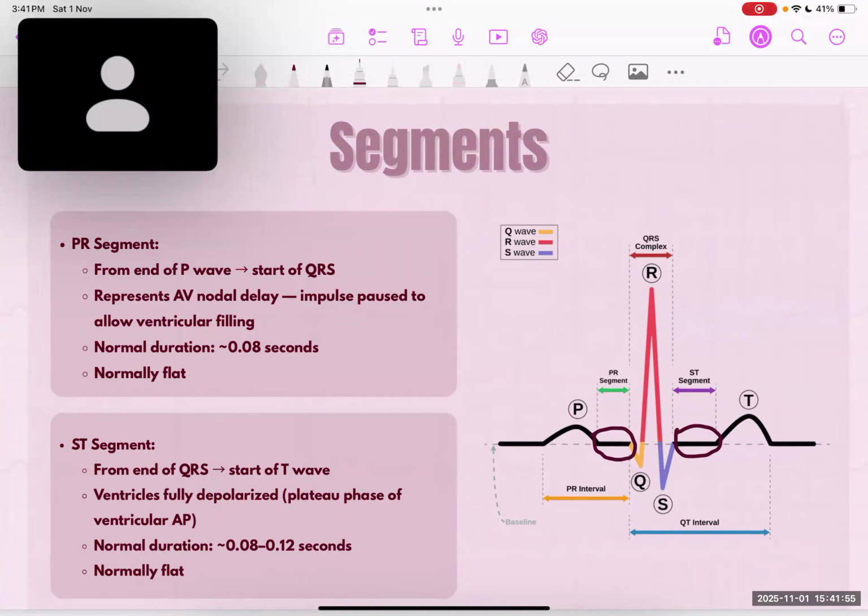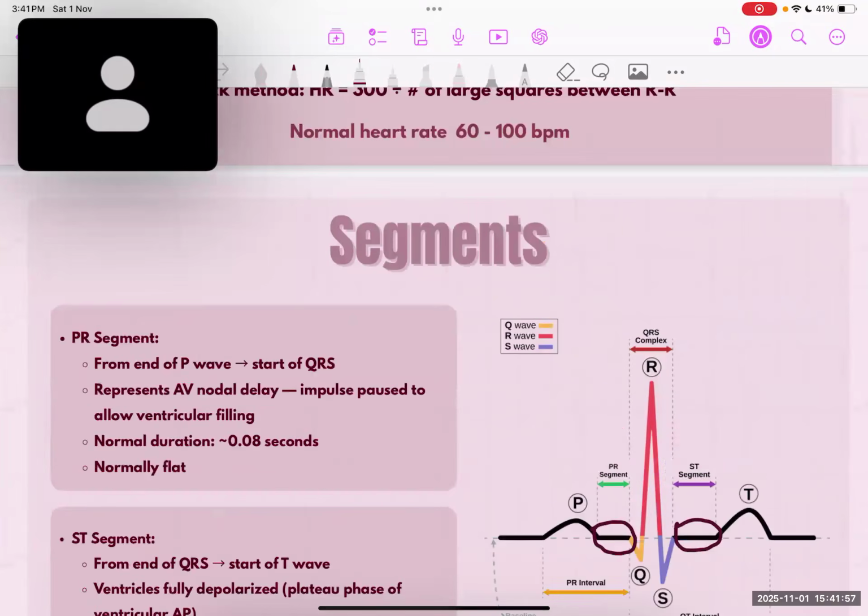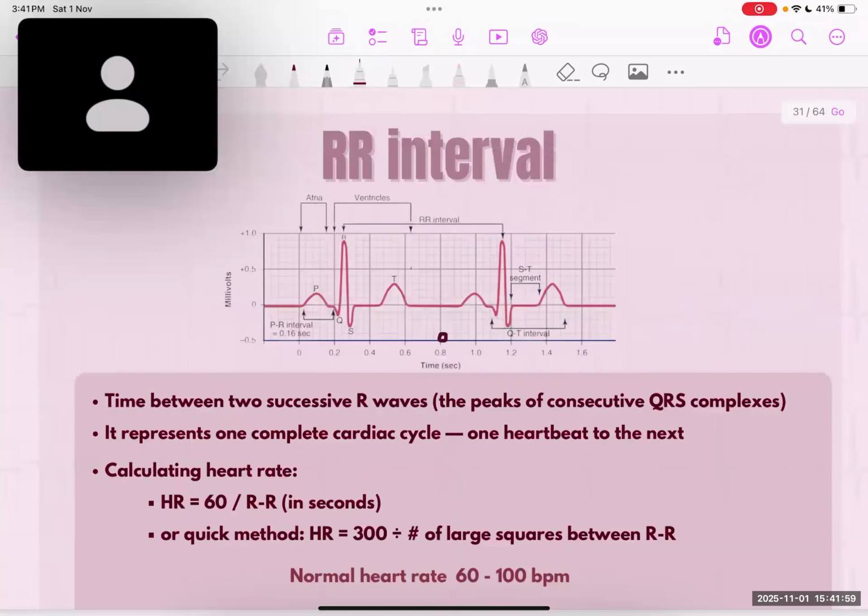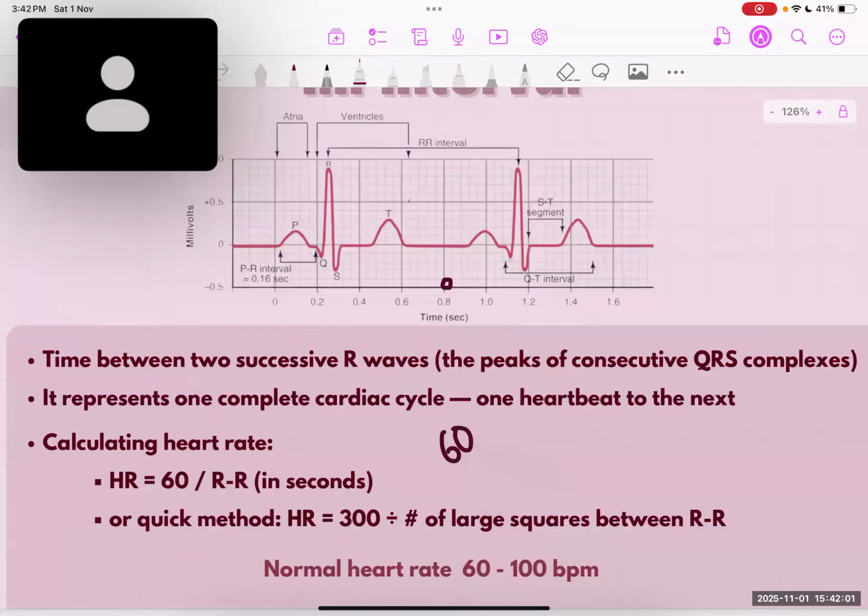Yes, 60. It's just 60, so you're going to get beats per minute. So you're just going to use 60.